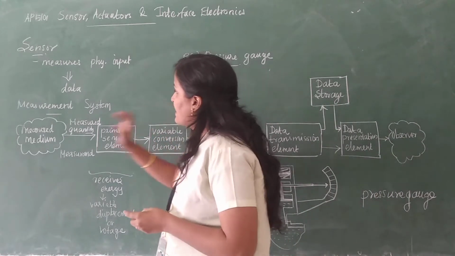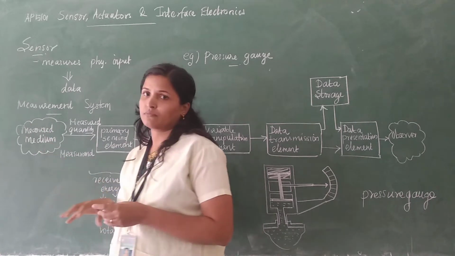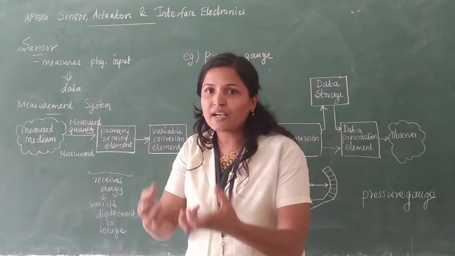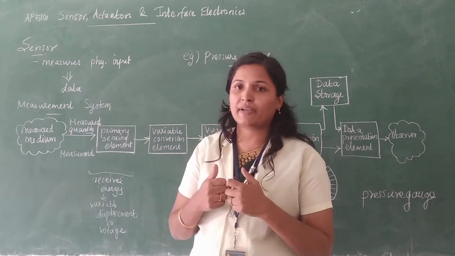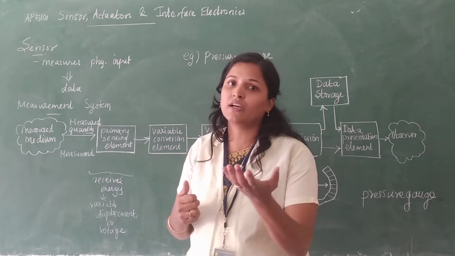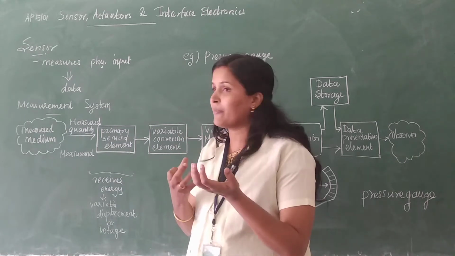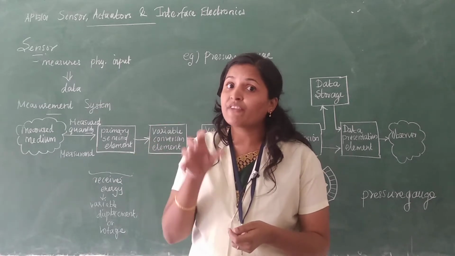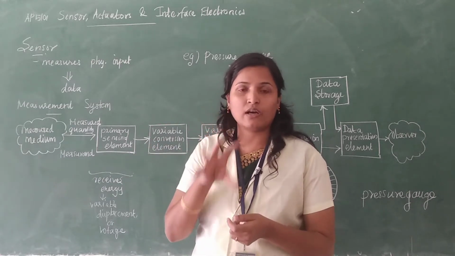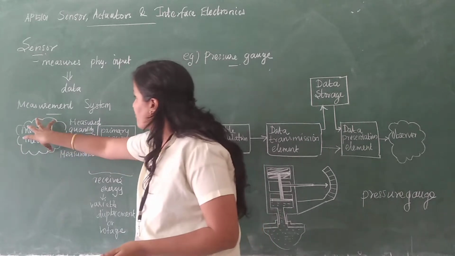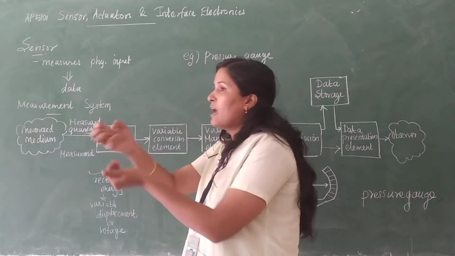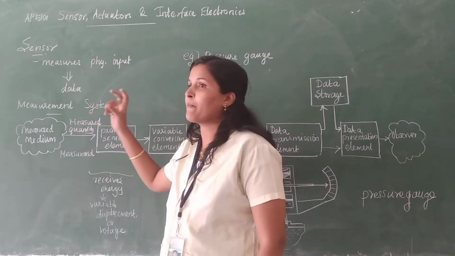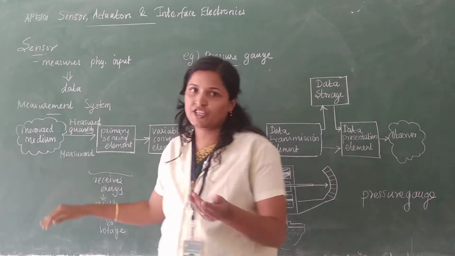First is the measured medium. Medium means where you have to measure the desired parameter. In our case the parameter is temperature, so the medium is our human body. There only we will find or measure the temperature. So from this measured medium, we will obtain the measured quantity. The other name for measured quantity is measurement.